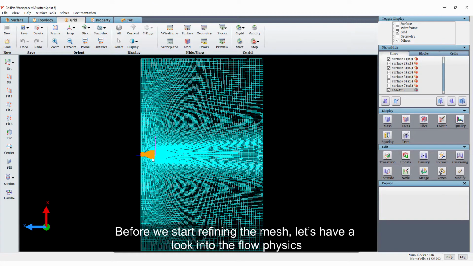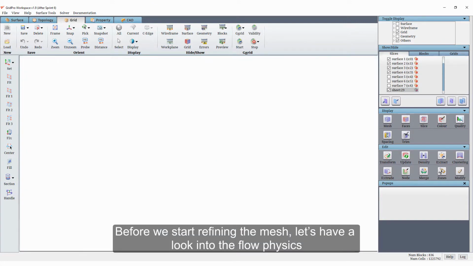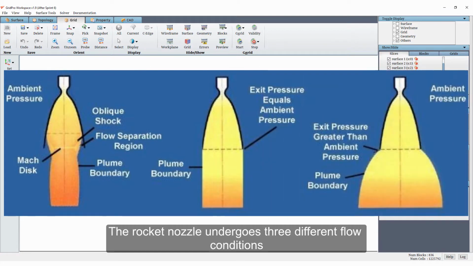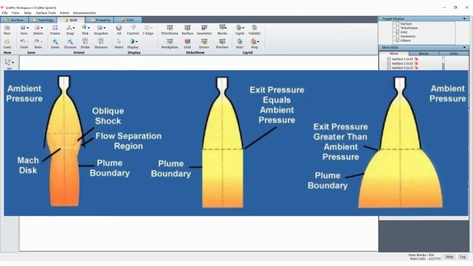Before we start refining the mesh, let's have a look into the flow physics. The rocket nozzle undergoes three different flow conditions. That is, overexpansion, ideal expansion, and underexpansion.